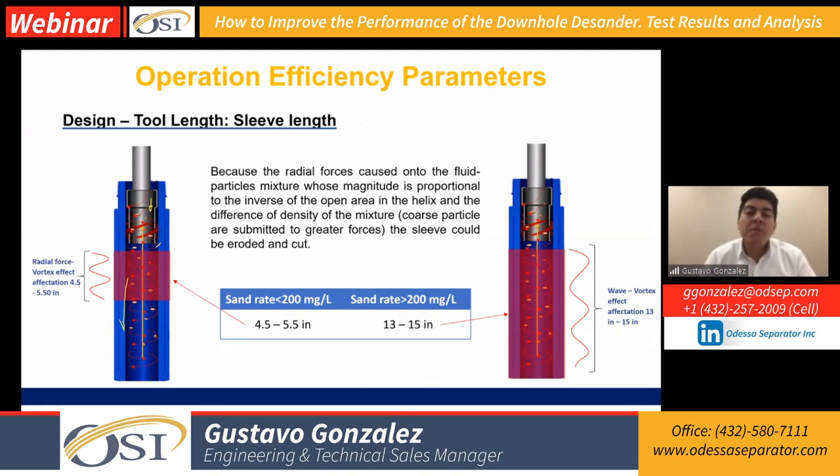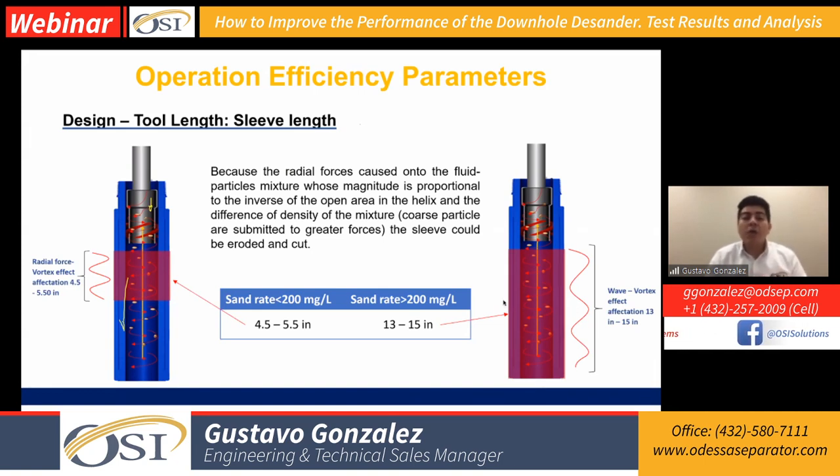Either the changes in the amount of sand that I am producing through my system, or the changes in the stroke length or the pumping speed, are going to cause a different drawdown in the system, moving that wave or that starting point from the centrifugal force a couple of inches. In this case, we can see a radial force for the vortex that is starting almost 0.5 to 5.5 inches from this point. And due to the high sand rate and the high volume of fluid, now we see the affectation point or the damage being generated around 13 to 15 inches.